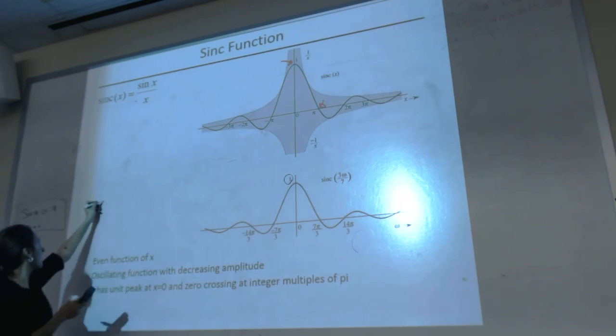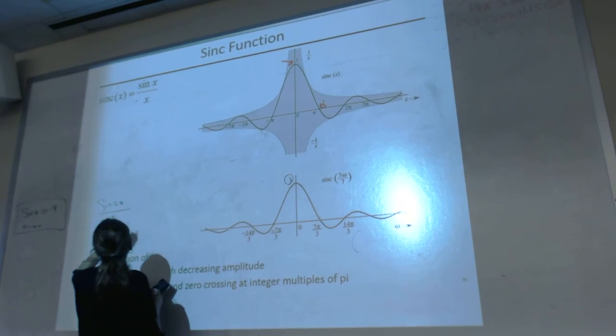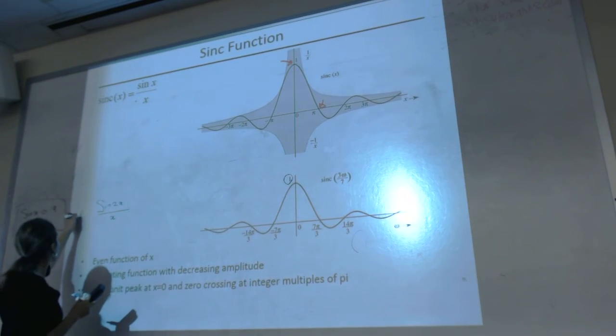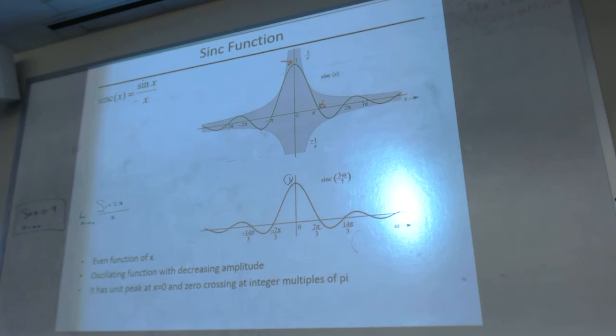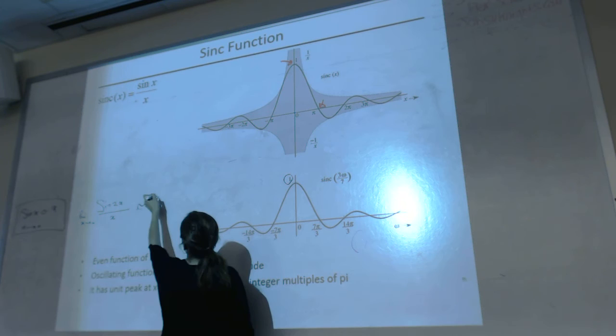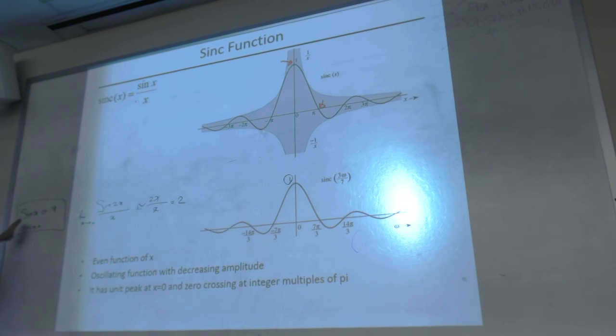Let's say I tell you, what is sine of 2x divided by x at 0? Instead of taking the derivative of numerator and denominator, just approximate sine of 2x by 2x. And then divided by x, so this is 2.